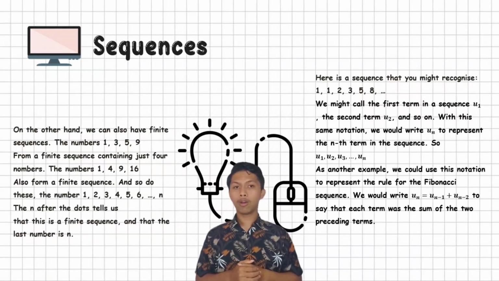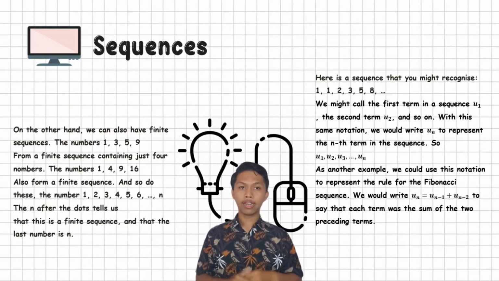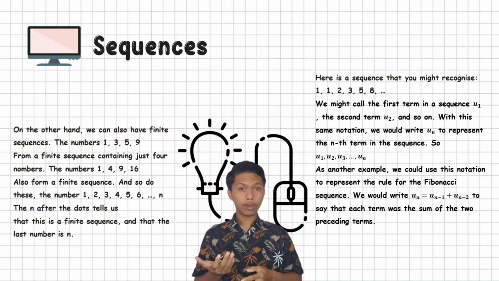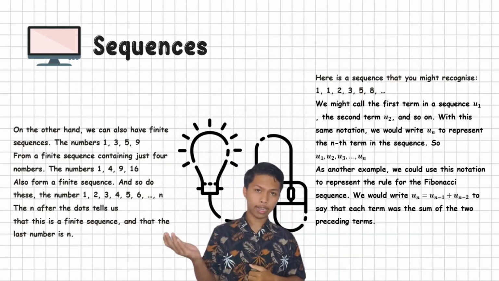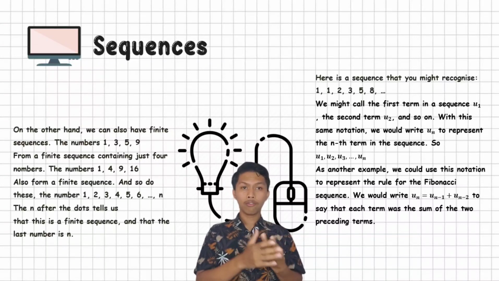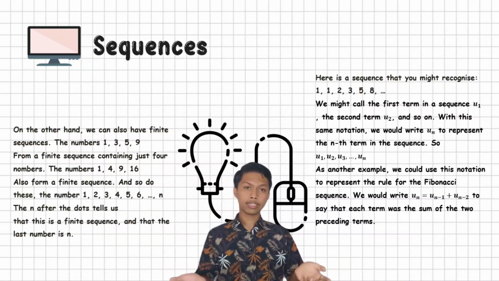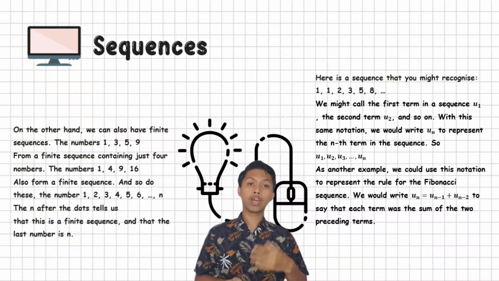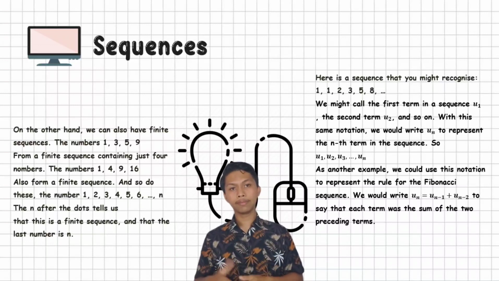Next, we will talk about a finite sequence. As seen on the slide, if we have the sequence 1, 3, 5, and 9, the sequence is called a finite sequence containing 4 numbers. A finite sequence can also be described as 1, 4, 7, 10, 30 until n. In this example, the element n indicates this is a finite sequence because n is its last element or term.